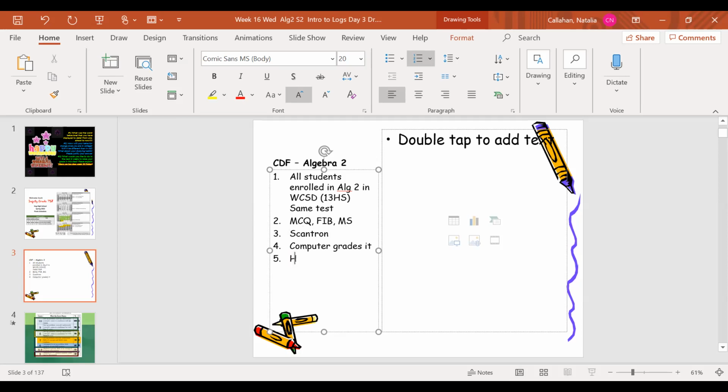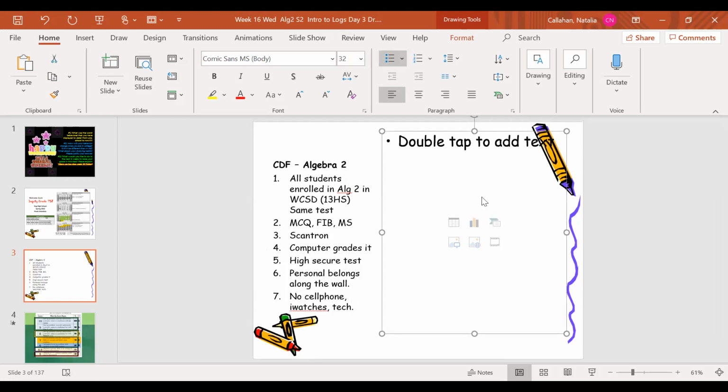And it is a high secure test. So that means when you come in here, your backpack and personal belongings need to be along the wall. There's absolutely no cell phone, iWatches, technology of any kind, or else it could be a violation, okay? In addition to that, let me see what else I want to mention. I think that's all I really need to mention.